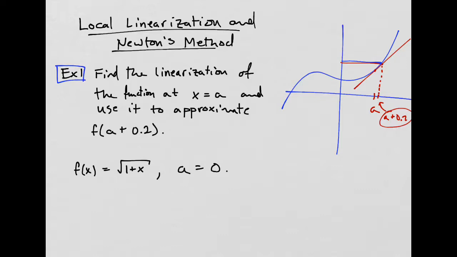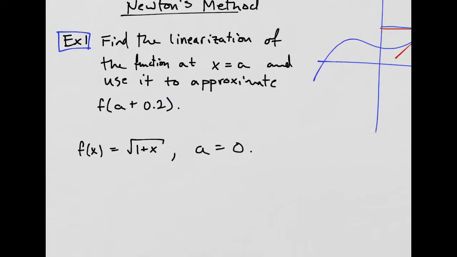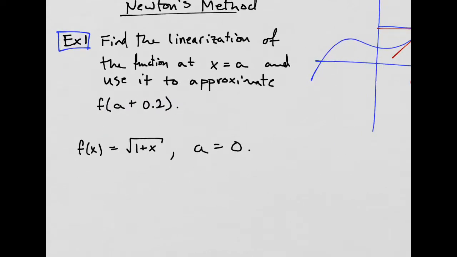Literally, all it means, you have 3 problems like this. It literally means find the tangent line when x equals a, and then find this. You're plugging in whatever a is plus 0.2 or 0.1 or whatever your problem says. So finding the tangent line, that's the linearization. The tangent line, I'm going to use y minus y1 equals m times x minus x1.